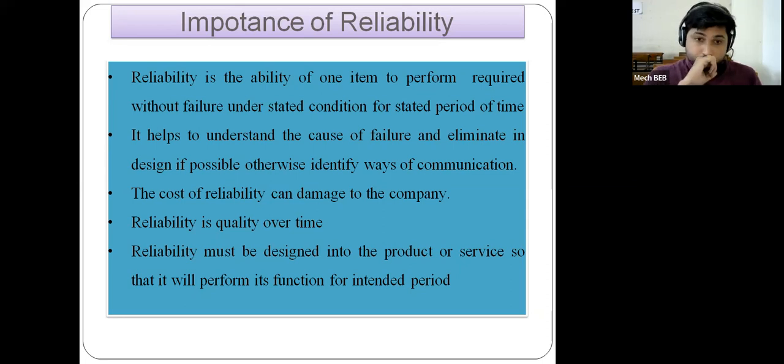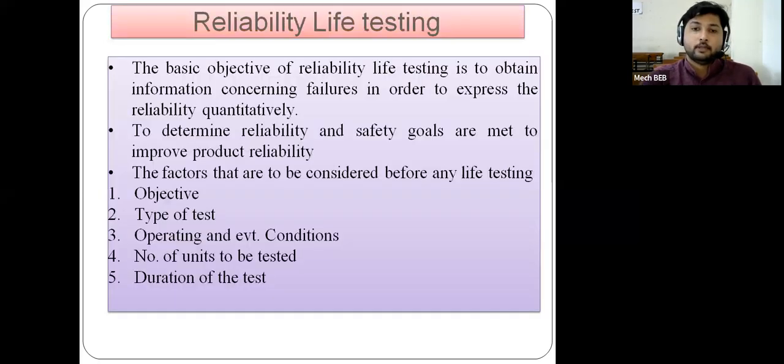Reliability is quality over time, and it must be inculcated in the product during the design phase only. Reliability must be designed into the product or service so that it will perform its function for the intended time period. So this is the importance of reliability.